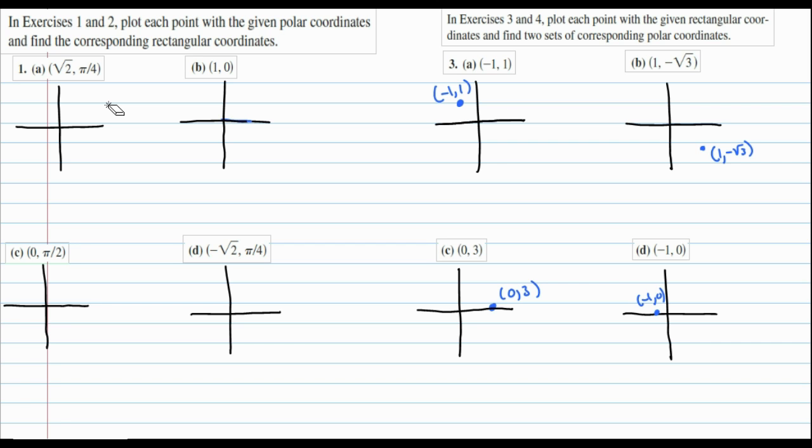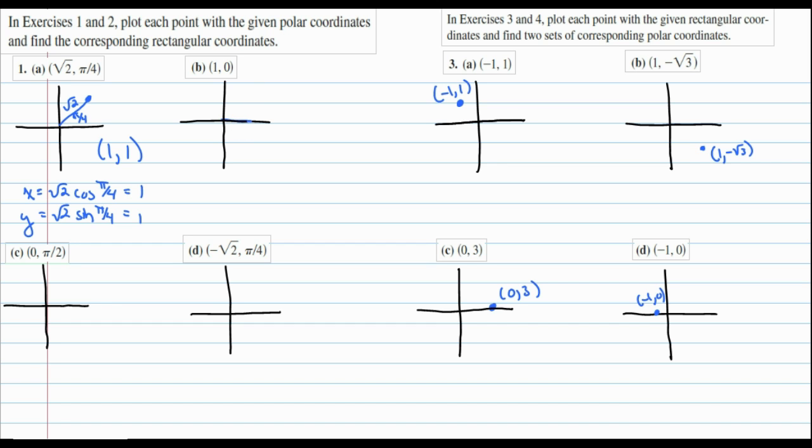The now try problems are actually 1 and 3. So in problem 1, we're going to plot each point with given polar coordinates and find the rectangular, and then in 3 we're going to do vice versa. So in number 1, we have a rotation of pi over 4 and a distance of square root 2. So I'm going to set x equals square root 2 cosine of pi over 4. I'm going to find that x coordinate by using cosine, and I got 1. And then the y coordinate is going to be using sine, the vertical coordinate there, also equaling 1. So the rectangular coordinates are 1, 1.